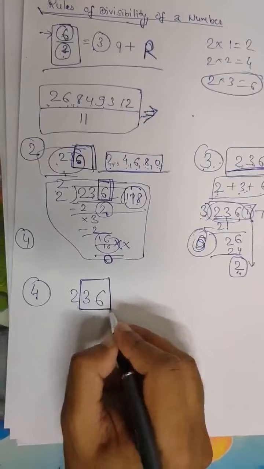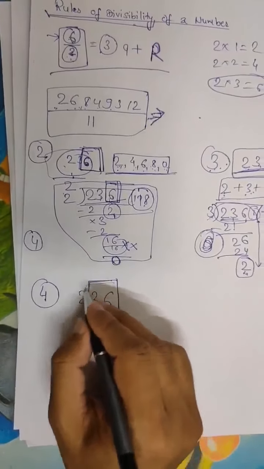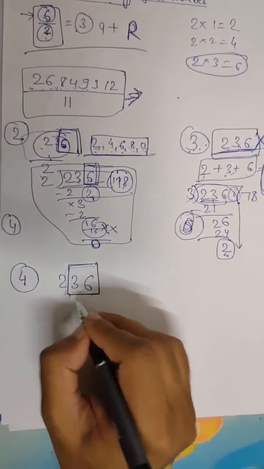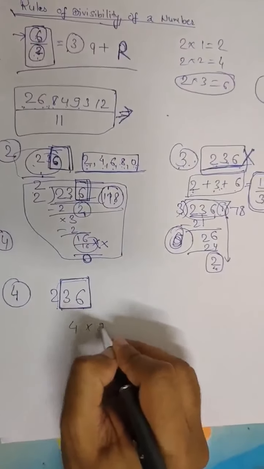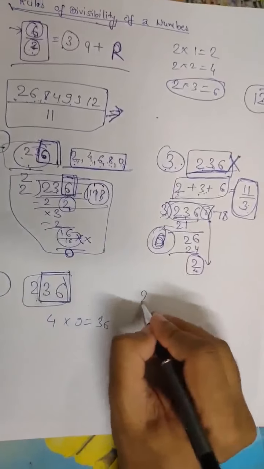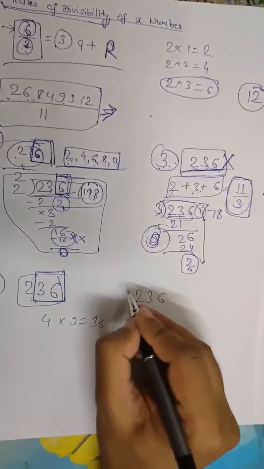Are these numbers divisible by 4 or not? Like, is this number divisible by 4 or not? Yeah, it's divisible. 4 9s are 36, we know. So this whole number is divisible by 4. We can check it out by doing the long division method.